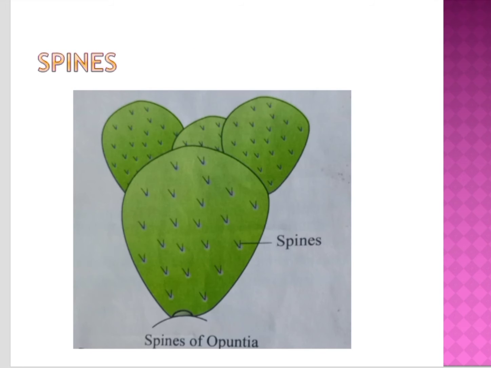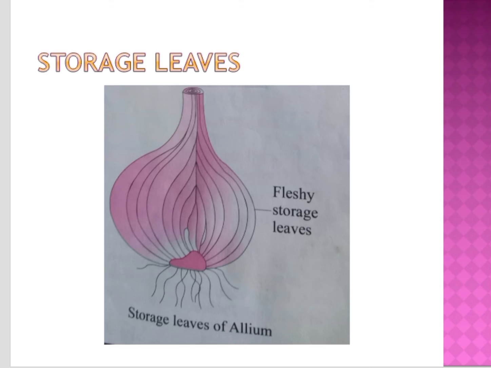Next is the spines. Here Opuntia is an example. The leaves are modified into spines to prevent water loss and also for defense. Here the flattened structure is the stem and the spines are the leaves, seen in cactus and Opuntia. Next, coming to the storage leaves or fleshy leaves, seen in onion, that is Allium cepa, or Allium sativum, that is garlic. These are modified fleshy leaves to store food.